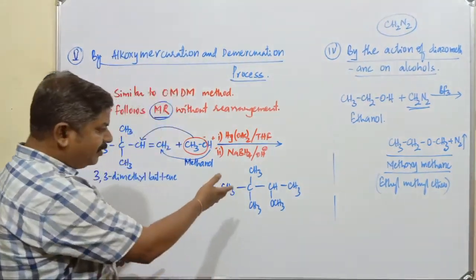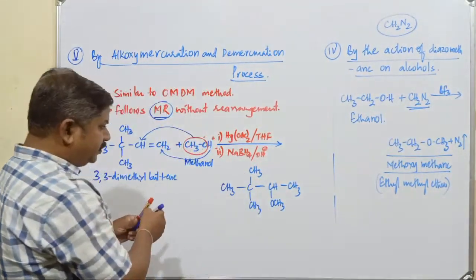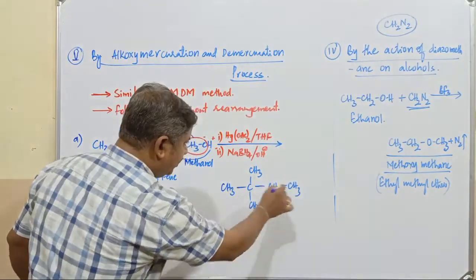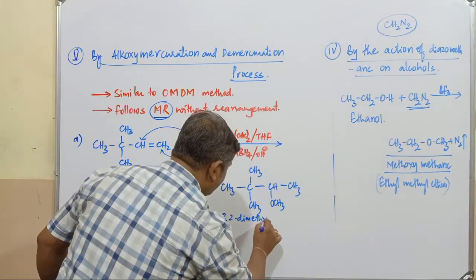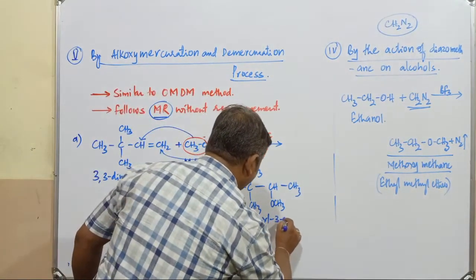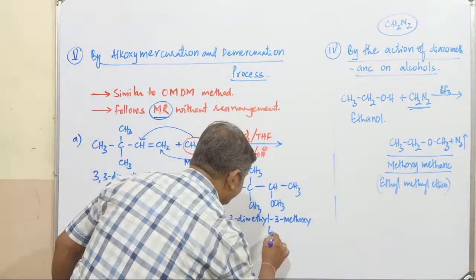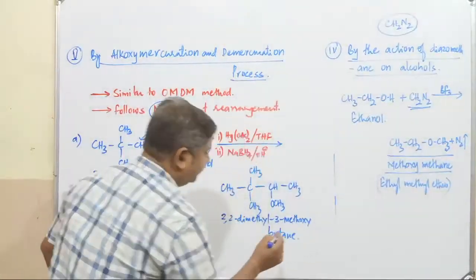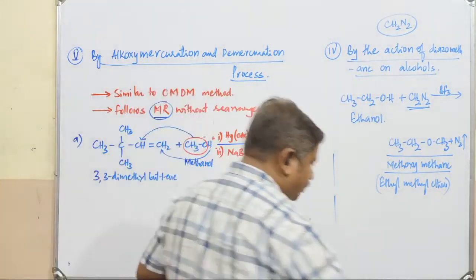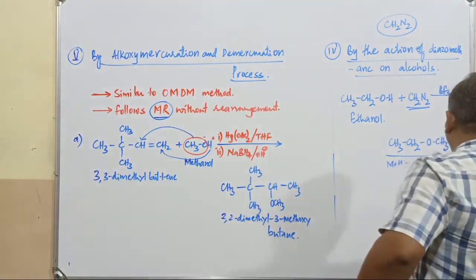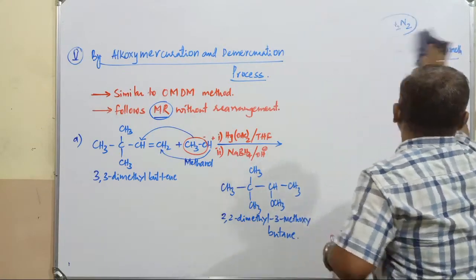What is the name of this product? This is 1, 2, 3, 4. Numbering from this side: 2,2-dimethyl, 3-methoxy. The longest chain has 4 carbon atoms, so it is butane. What's the name of this compound? 2,2-dimethyl-3-methoxybutane. That is the IUPAC name of the ether compound obtained in that reaction.